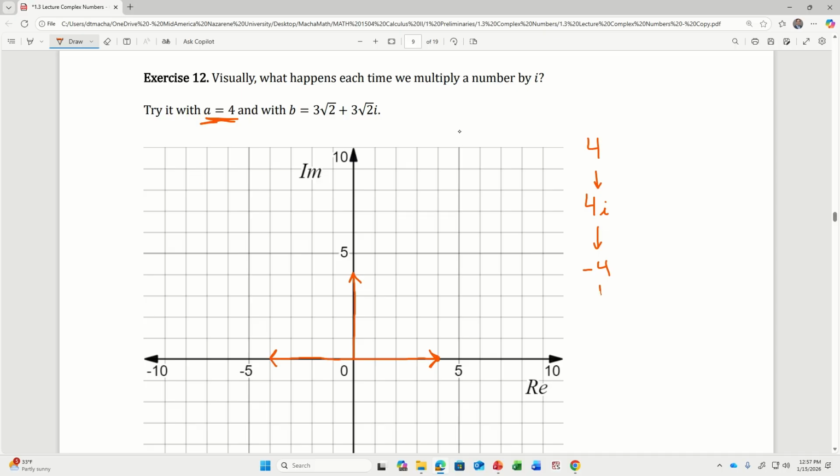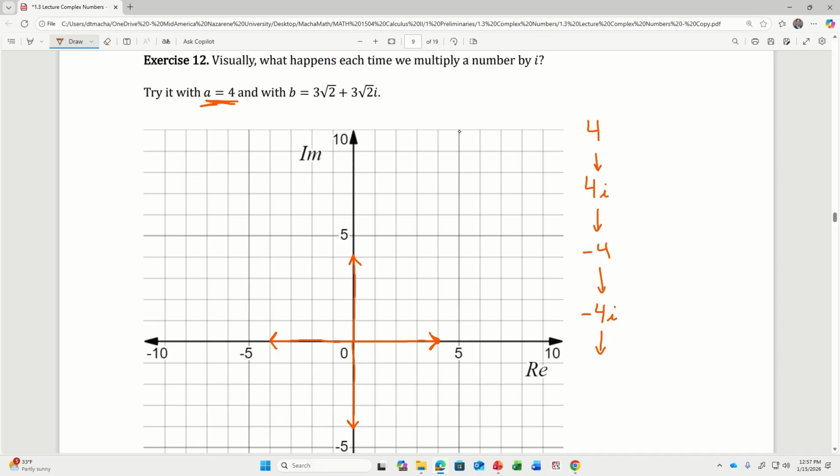What if I multiply that by an i? Then I would get negative 4i, which would be down here. And what if I multiply that by i? Four. So when the question asks, what happens each time we multiply a number by i? Every time I multiply by i, we get a 90-degree rotation.